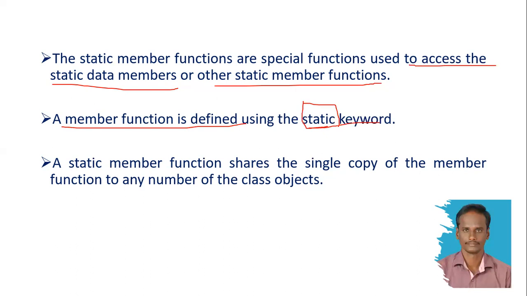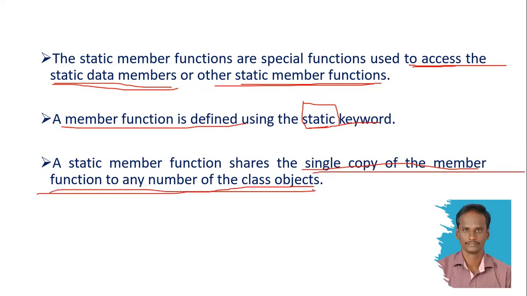Normally, recall what we said in the last lecture: if the data member is declared with the keyword static at the beginning, it is a static data member. Similarly, if the member function is defined with the keyword static, it is a static member function. Always remember, static member functions are used to access static data members or static member functions. Next, a static member function shares a single copy of the member function with any number of class objects. This is common, as in the last lecture the static data member is also shared by all the objects.